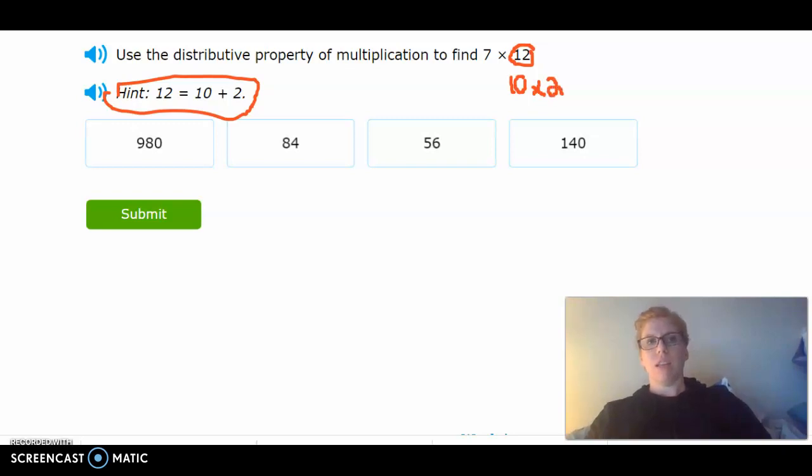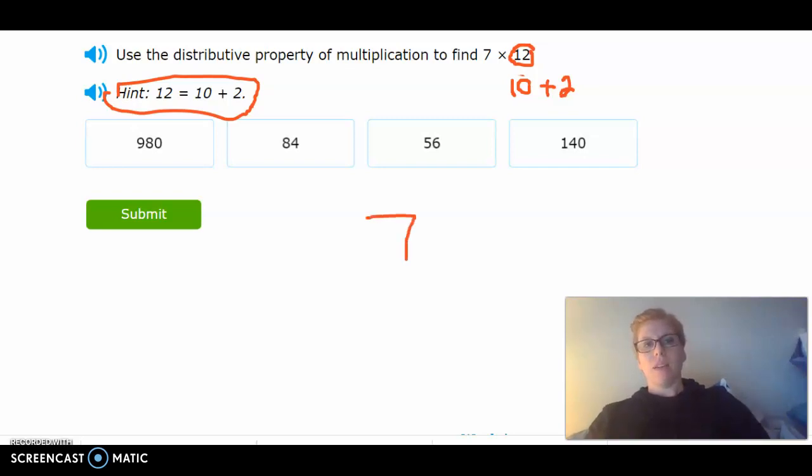Excuse me, that should not say 10 times 2. That should say 10 plus 2. Let me redo that. And so we are going to multiply 10 times 7 and then add it to 7 times 2. Well, I'm going to work down here in my space.